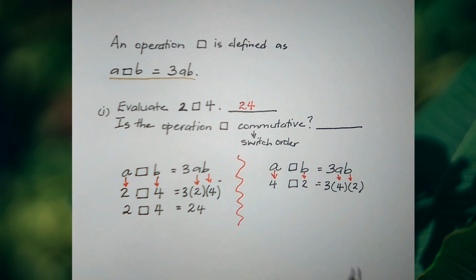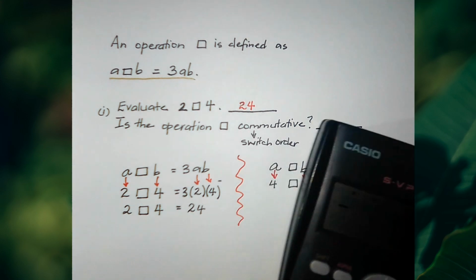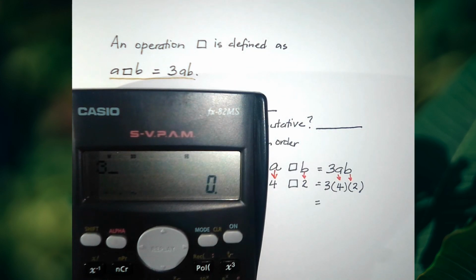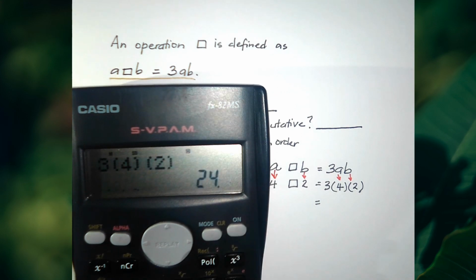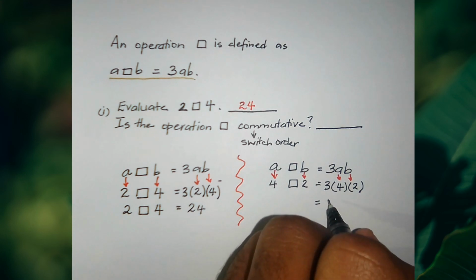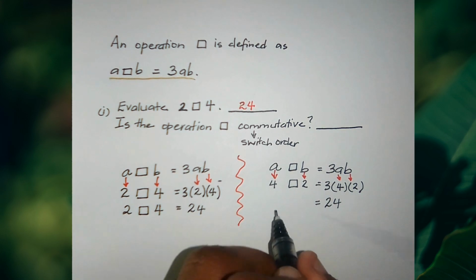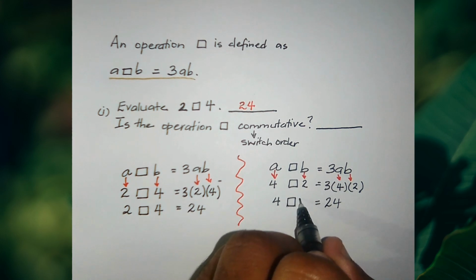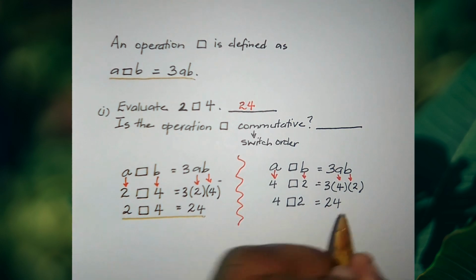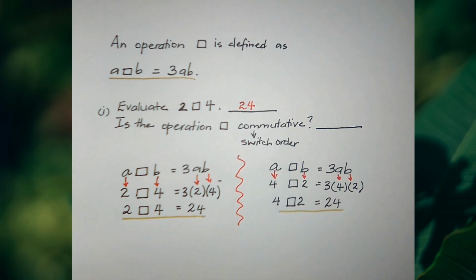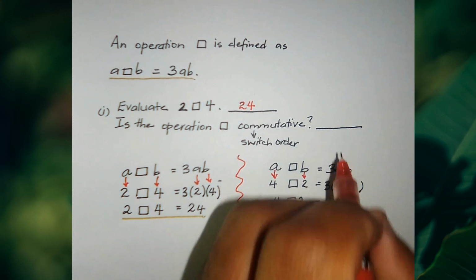So we're going to work it out now. 3 times 4 is 12, and 12 times 2 is 24. Let's check it on the calculator. 3, bracket 4, bracket 2, and that gives 24. So 4 box 2 is equal to 24. So, seeing that this is the same as this, then we can say yes, it is commutative.